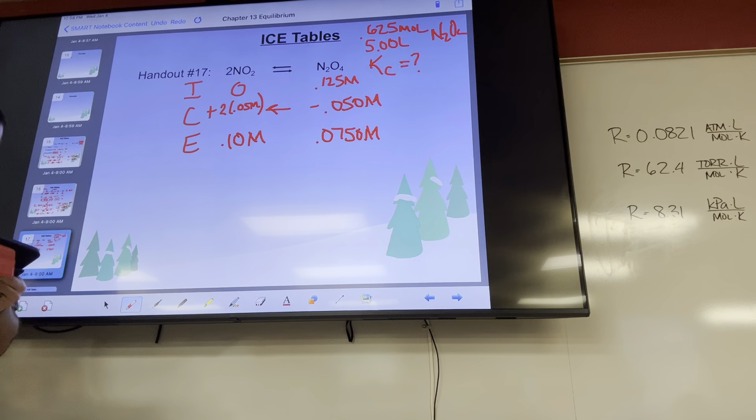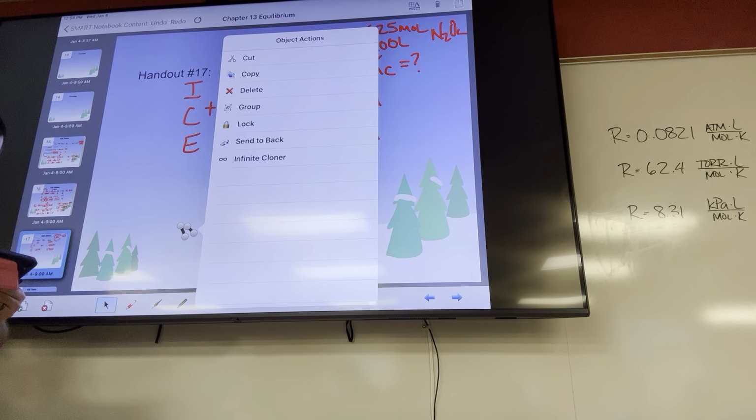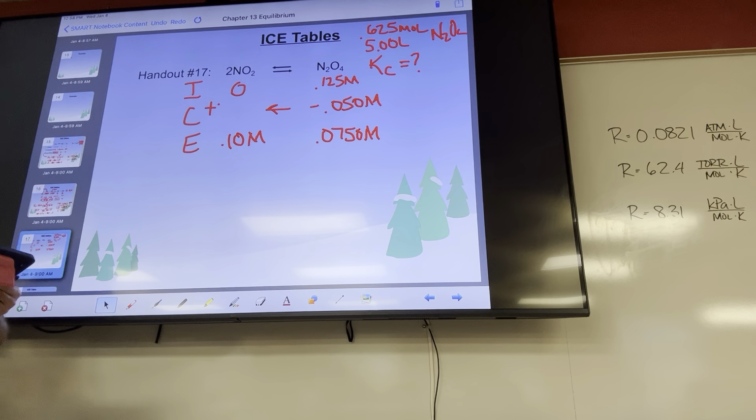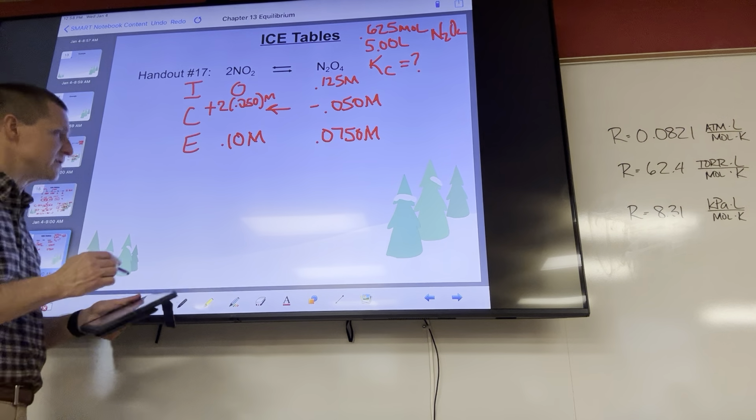I should be true to my sig figs. This is plus 2 times, here I go again. Yeah, I guess I am only stuck with 2 sig figs on this one.